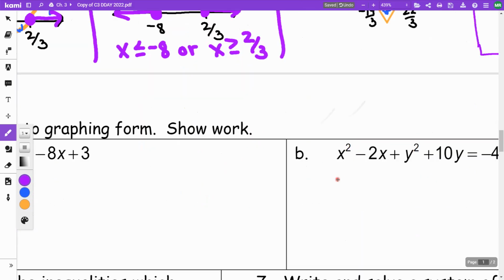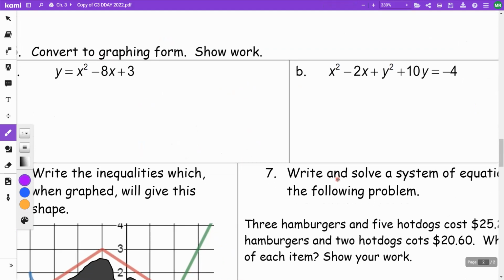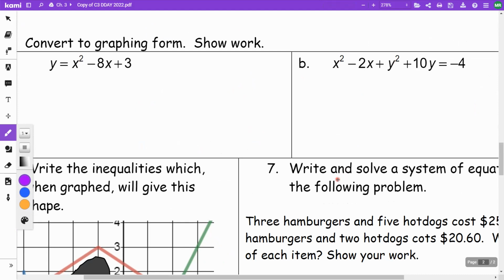On the next page, we are asked to put both of these in graphing form. So for a parabola, that's going to be y equals a times x minus h squared plus k, but in this case, we don't have an a, so I'm just going to write it as x minus h squared plus k.